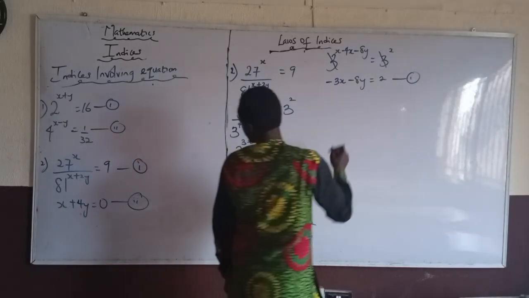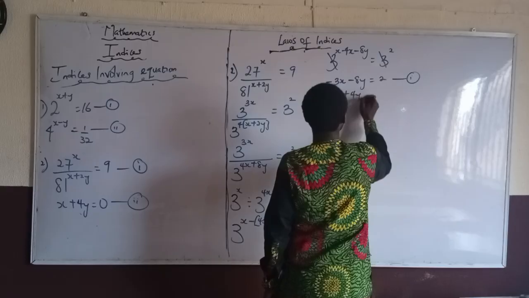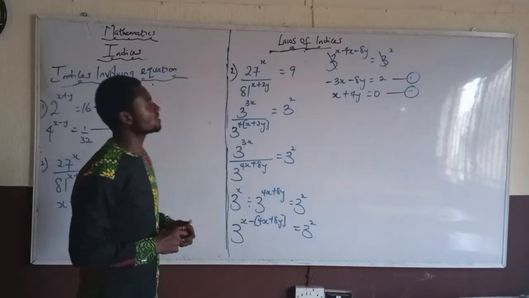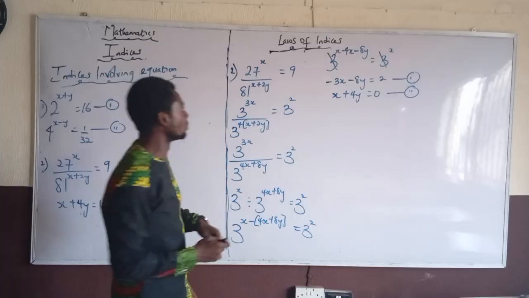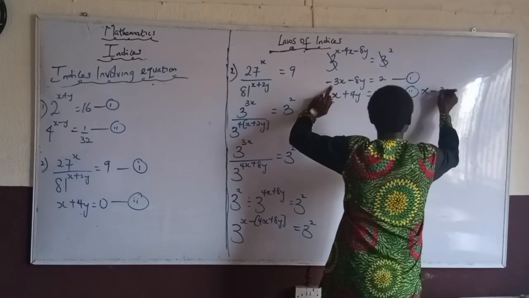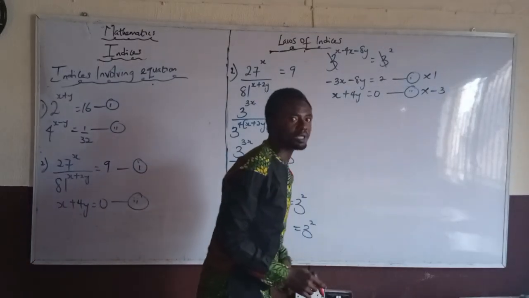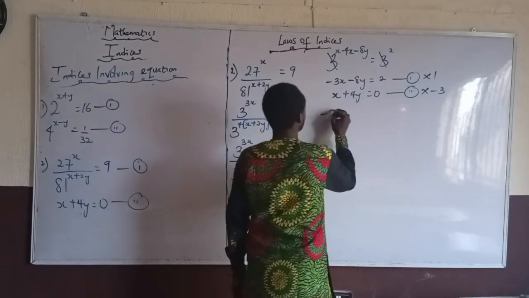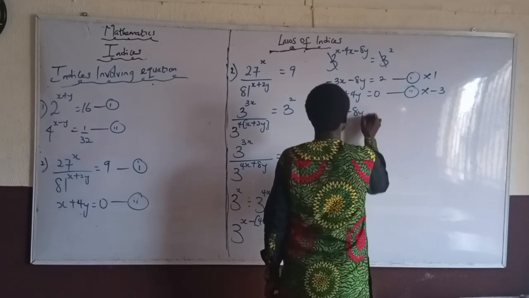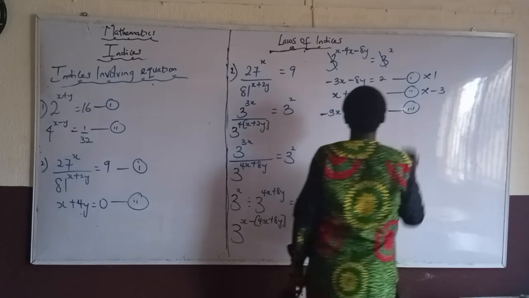And my equation 2 becomes x plus 4y equals to 0, equation 2. Now I don't have the same coefficients in any of my unknown. So here is minus 3. Bring it here. That is minus 3. Here is 1, times 1. So 1 times minus 3x is minus 3x. 1 times minus 8y, minus 8y. 1 times 2 is 2. I call this equation 3.